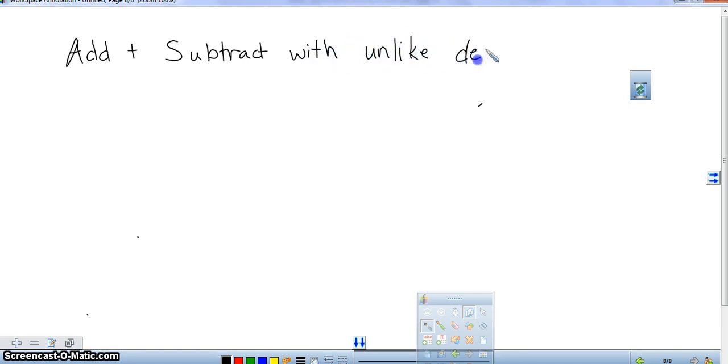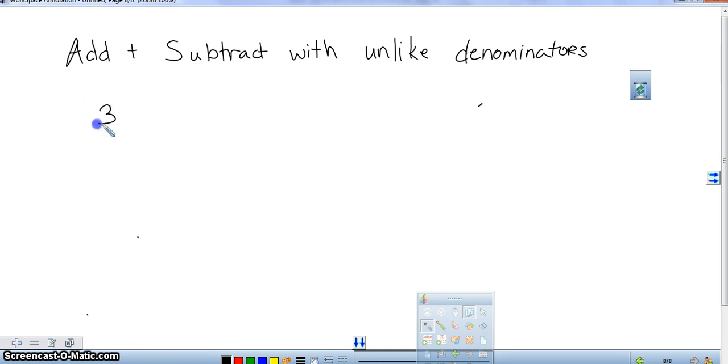Okay, what we are going to look at is how you add and subtract with unlike denominators. Okay, and those of you who had me for math last year, we did this a little bit. So let's look at a couple of examples.